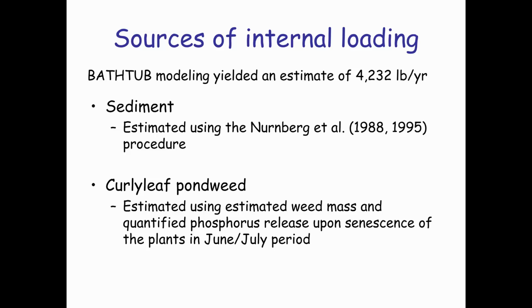from sediment. And then curly pondweed, because a survey was done to determine the mass of curly pondweed for the 2004 year, the samples of curly pondweed were taken. The total phosphorus in that biomass was determined, and then by estimating the mass of curly pondweed around the lake and knowing the content of total phosphorus in that curly pondweed mass, it was possible to estimate how much phosphorus would be released into the water column in the June and July period, when curly pondweed typically senesces and dies off and decays.